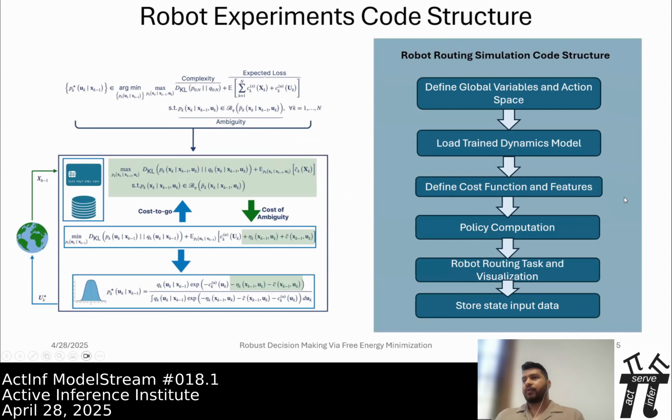So this is what the code looks like. First we define the global variables and action space.